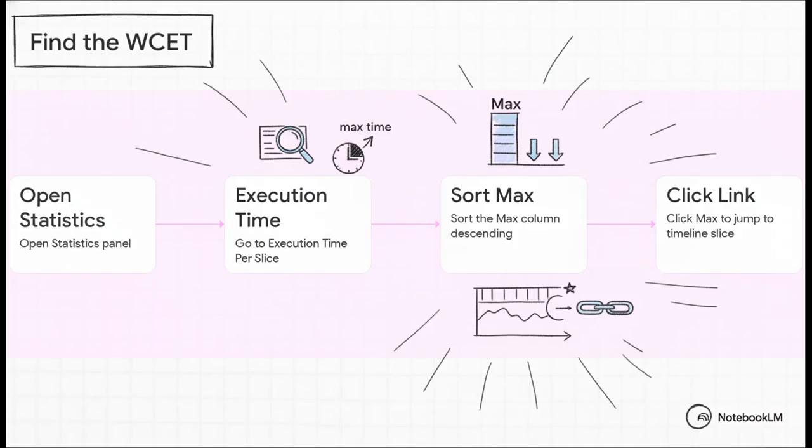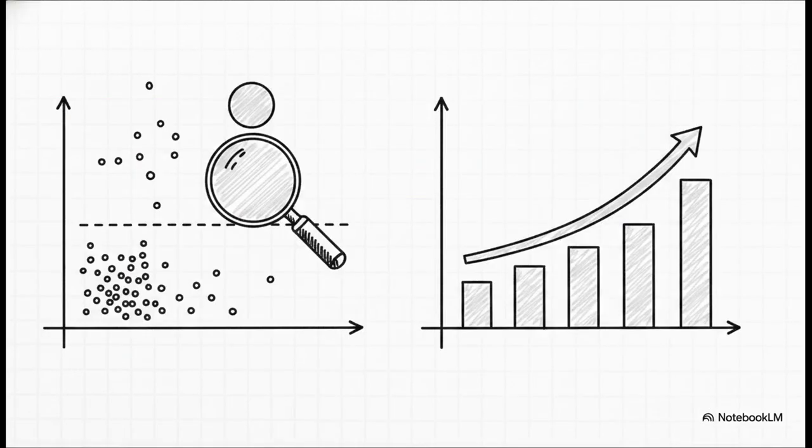Now, to find your worst-case execution time, or WCET, you just follow a few quick steps in the UI. Open up statistics, navigate to execution time per slice, and just sort that max column descending. And here is the absolute best part. That max cell is actually a clickable link. You click it, and the viewer snaps your timeline exactly to that longest task slice, zooms right in, and drops a bookmark annotation there, so you can immediately investigate its context. It's brilliant. When you click a task row, it opens up a distribution chart.